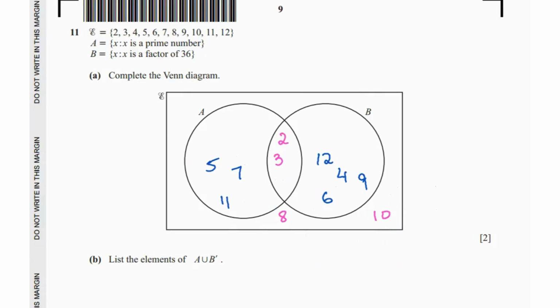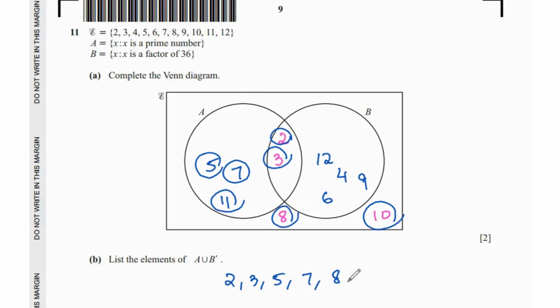So since we're talking about the elements that are in A but not in B, and it's a union, so that's going to be 5, 7, 11, 2, 3, 8, and 10. Yes, 2 and 3 are a part of B as well, but they're also in A. And since it's saying A union, that means 2 and 3 will be included in the elements. So 2, 3, 5, 7, 8, 10, and 11. If it was A intersection B complement, then you could have missed out the 2 and 3 and 8 and 10 as well. Then it would just be 5, 7, and 11.